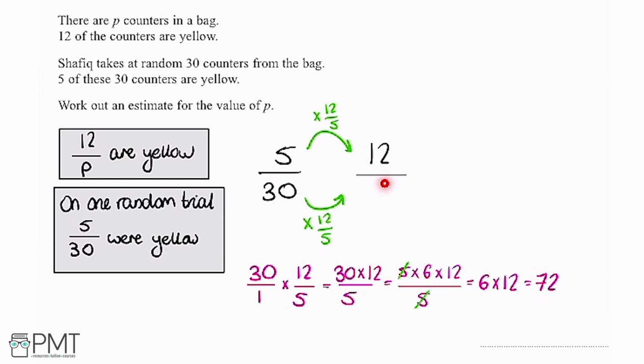So on the bottom of the fraction up here, we can put 72. Now if we compare this fraction to the original that we've got here, we've got 12 on the top of both. So I can now say that P is 72.